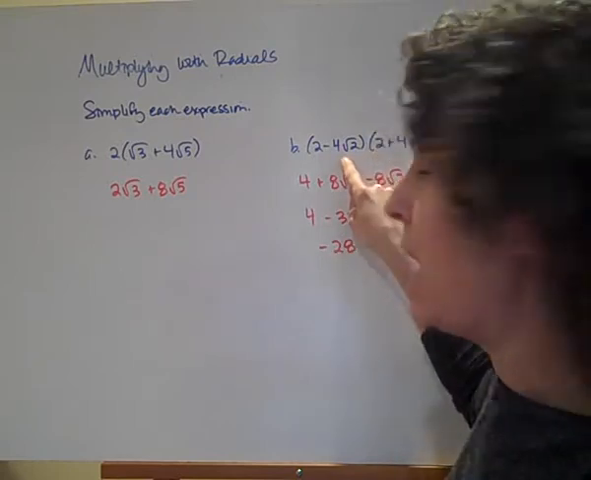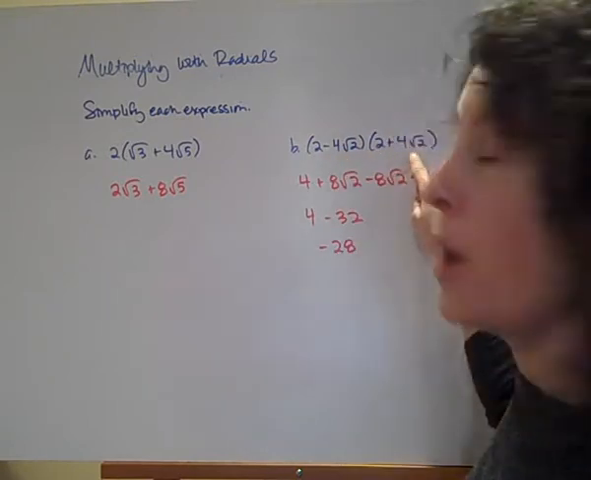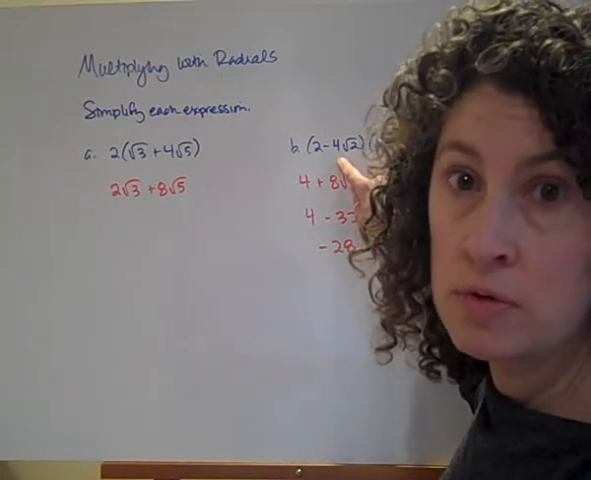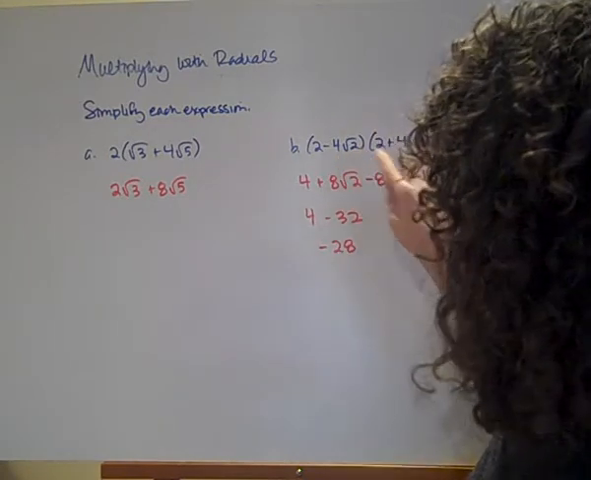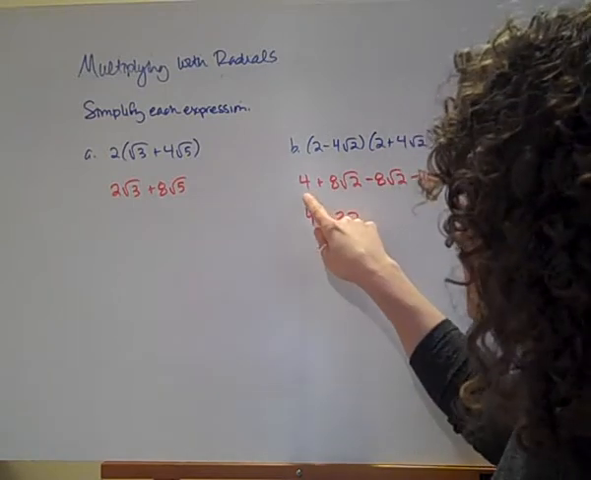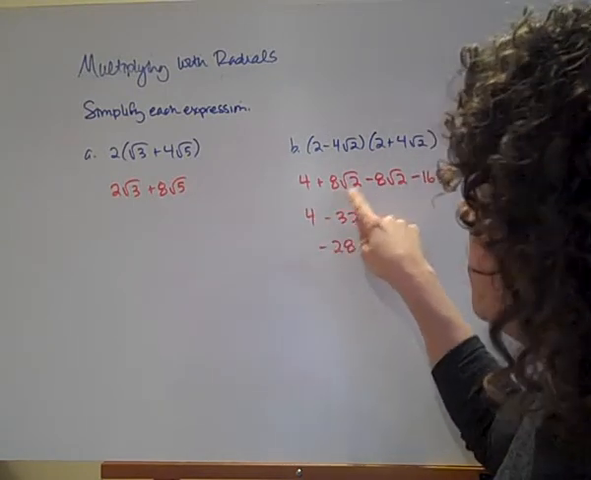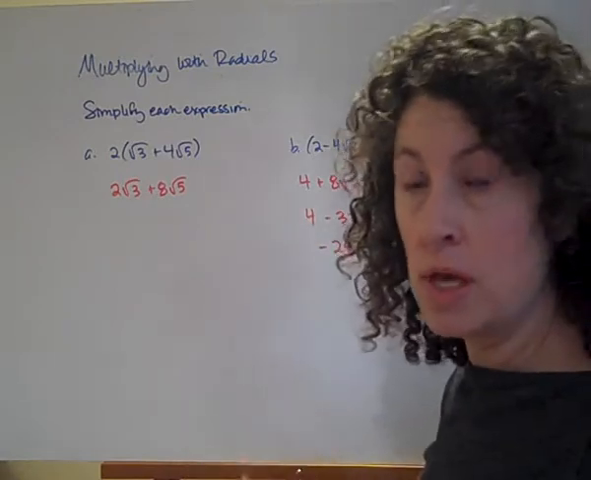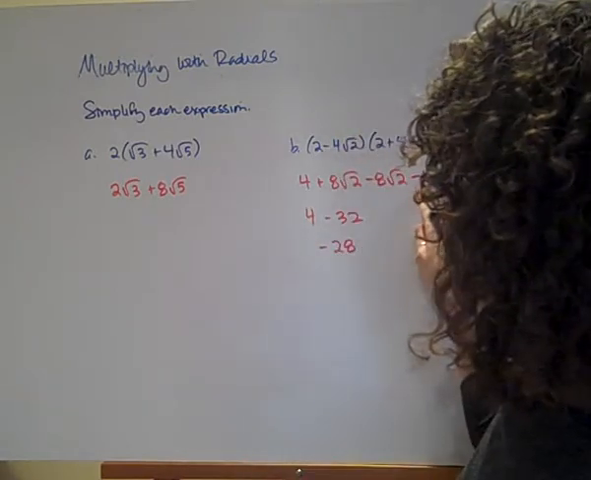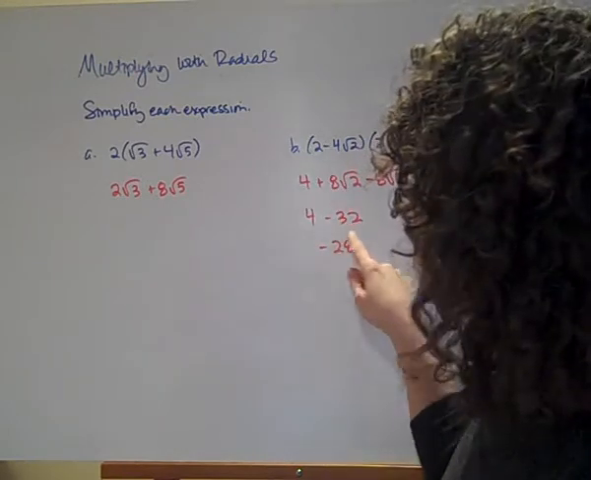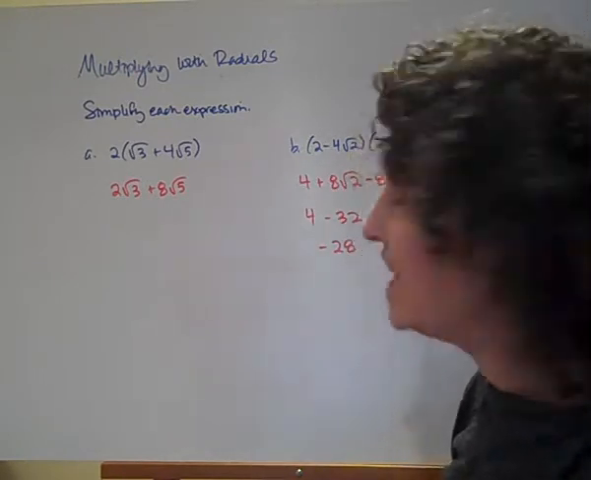And then I'm going to do my last, negative 4 radical 2 times positive 4 radical 2. Negative times positive is a negative. 4 times 4 is 16. Radical 2 times radical 2 is just plain old 2. So when I simplify this, I get 4. Now my 8 radical 2 minus my 8 radical 2 leaves me with nothing. Those cancel each other out. And then I have 16 times 2, which is 32, so minus 32. So I end up with 4 minus 32, which equals negative 28.